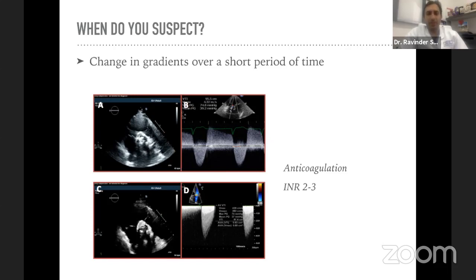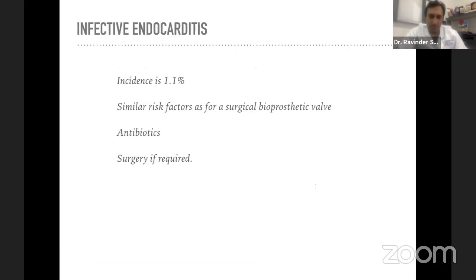So these are the various factors which can lead to formation of thrombus in patients who have received a transcatheter aortic valve replacement. How or when do you suspect it? If you have a transcatheter aortic valve replacement patient on follow-up, and you notice, as you can see in this echo, an increase in the gradients over a short period of time. In this patient, the mean gradient has increased to almost 40 millimeters of mercury, which was not there in a prior follow-up done almost 3 months post-procedure. So what do you do in such patients? You give them anticoagulation for the next 3 months and maintain an INR between 2 and 3.